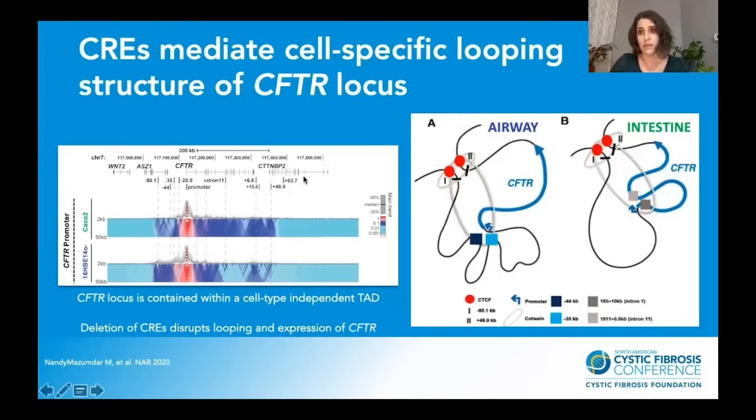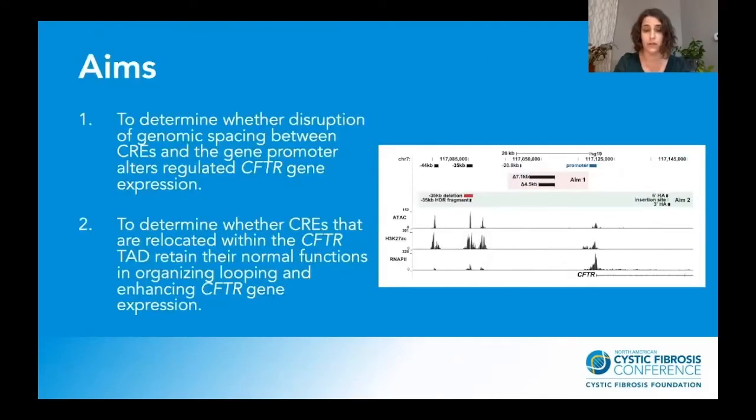Additionally, what 4C-seq has allowed us to observe is that CFTR itself is contained within a cell type independent TAD. So there are these TAD boundaries up and downstream of the locus, which bind CTCF and cohesin, that isolate CFTR from its neighbors. Additionally, we've done a lot of work deleting different cis-regulatory elements in different cell types and have shown that this has great implications on both looping and expression of CFTR.